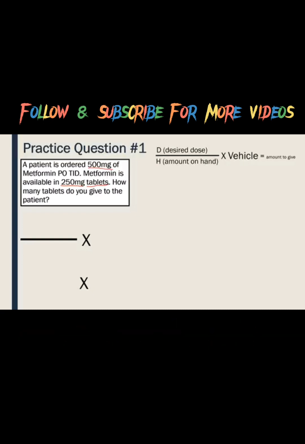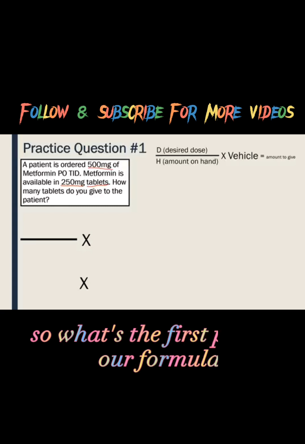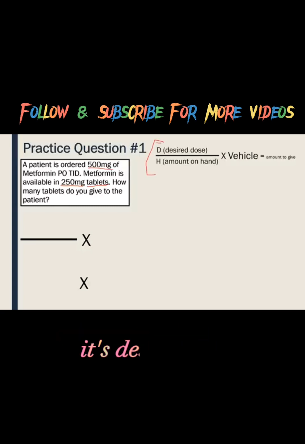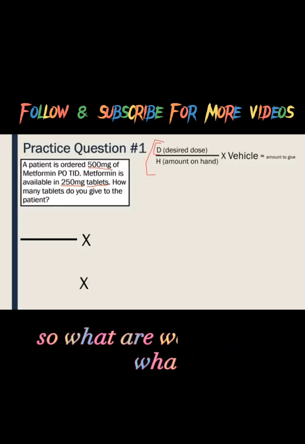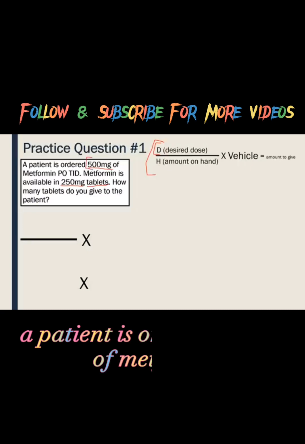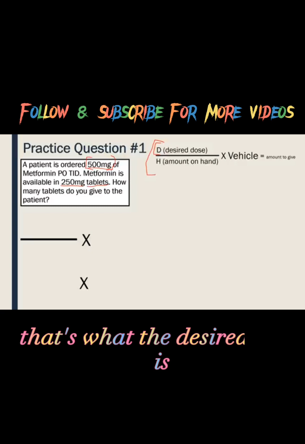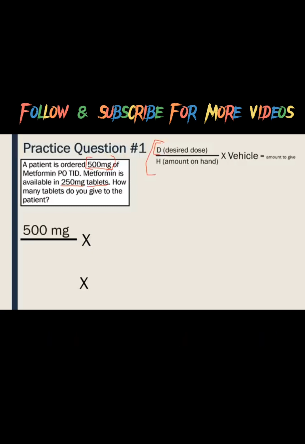So what's the first part of our formula we have up here? It's the desired dose. What's our desired dose? Let's take a look at the question. A patient is ordered 500 milligrams of metformin. That's what the desired dose is, so we're going to put that right up here. The next one.